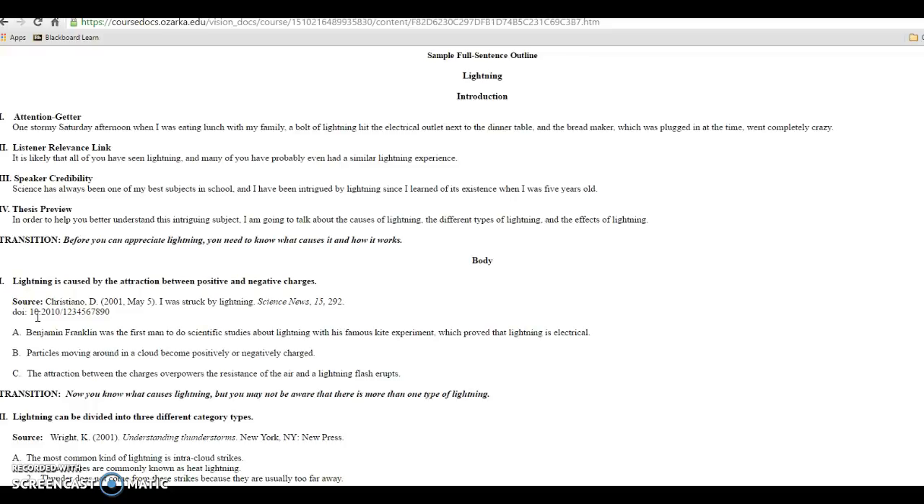You need to use at least one credible source per point, and so you will cite it directly beneath the first main point. Pay attention to what is bolded and what is italicized. This is all explained in the guide.